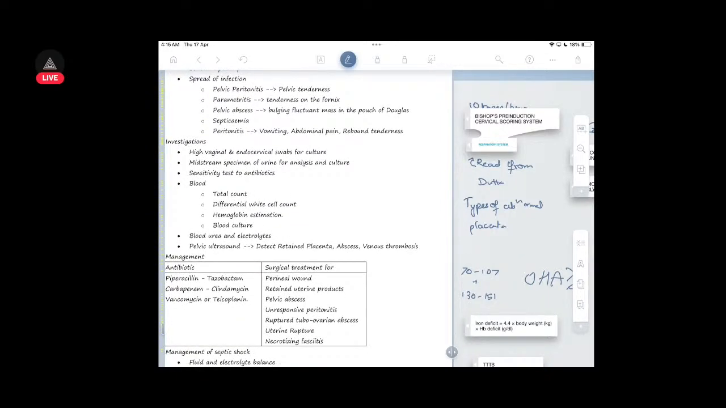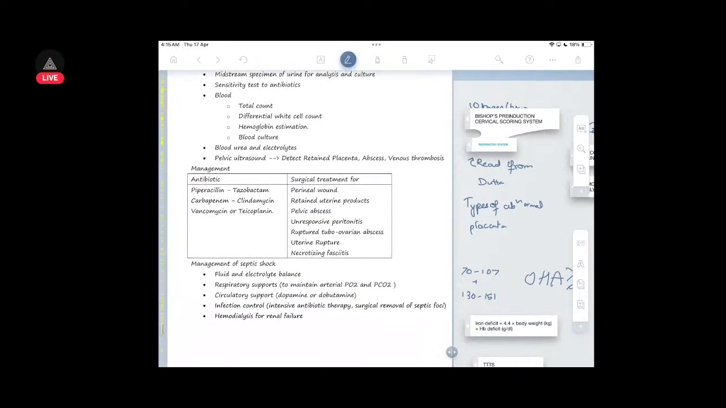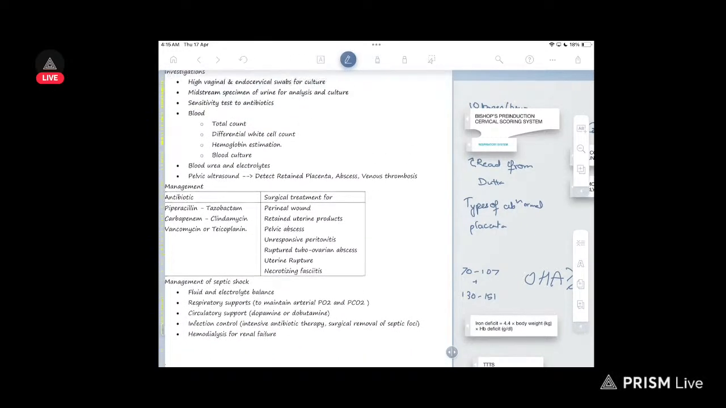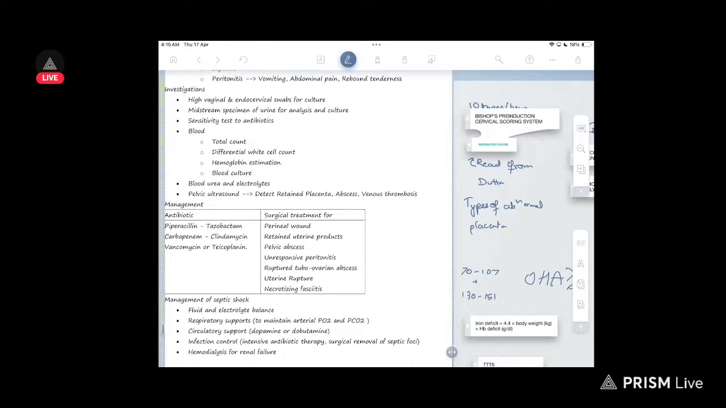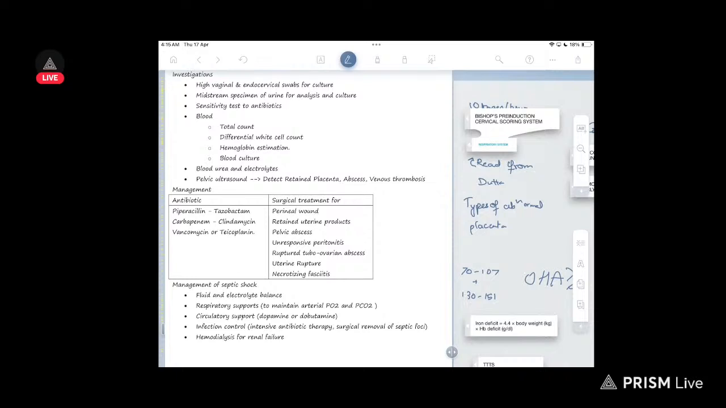Investigations: high vaginal and endocervical swabs for culture, midstream specimen of urine for analysis and culture, sensitivity test for antibiotics, blood total count, differential white cell count, hemoglobin estimation, blood culture should be done, urea and electrolytes, pelvic ultrasound for retained placenta, abscess, venous thrombosis.